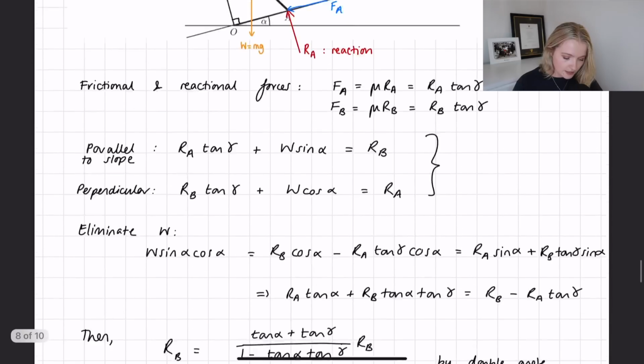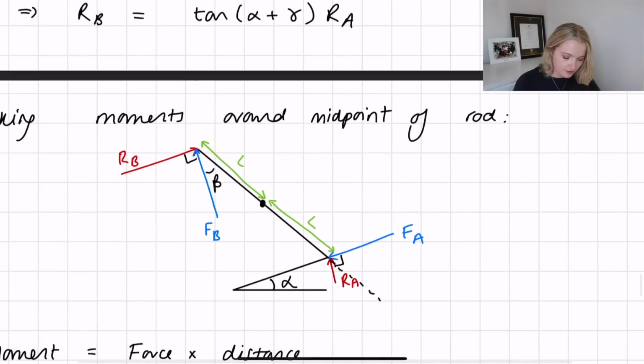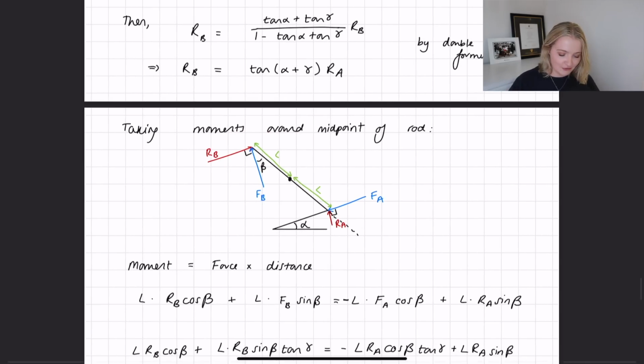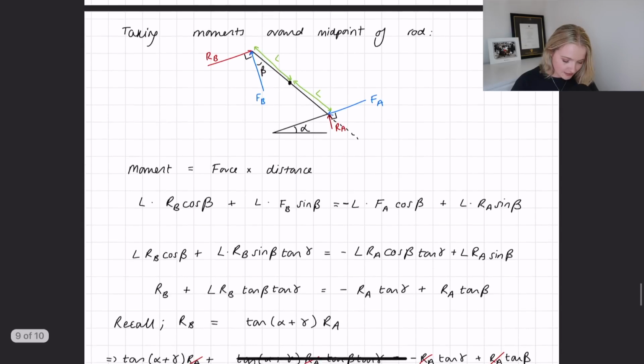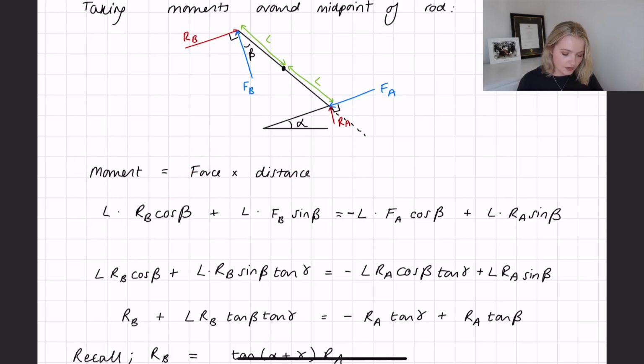Amazing. Now, in the question it says, you may find it helpful to take moments around the midpoint of the rod. We know that the rod itself is 2L, so the length is 2L, and we can take moments. So what I've done here is I've drawn a very funky looking diagram about taking the moments. This was just when I was kind of brute force going through it. And so let's just take a look here. So we know that moments are force times distance, and essentially all we're going to do is look at the force in the direction at B at this point, and the force in the direction at A here, which is perpendicular to the rod itself.